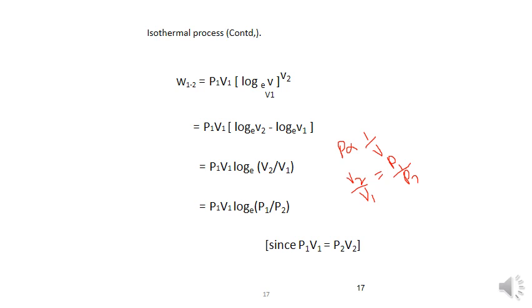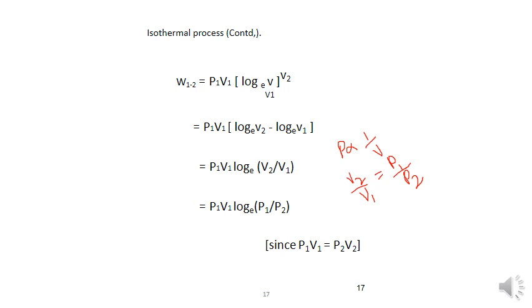So work done during the isothermal process is P1 V1 log V2 by V1, or P1 V1 log P1 by P2. Here I am considering a mass m in kg, changing from initial state V1 to final state V2 at a constant temperature. In your syllabus there are no derivations and we just have to remember the formulas, but I am telling how the formulas are obtained. Simply learn how you get this formula.